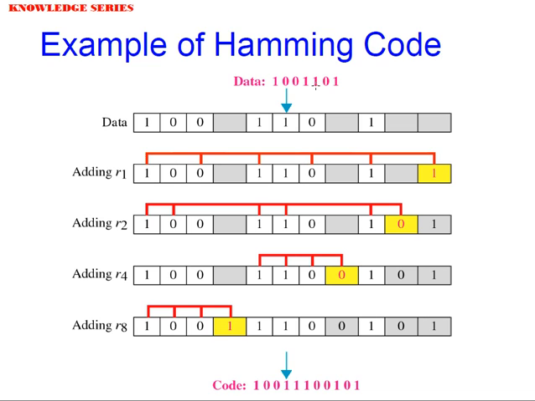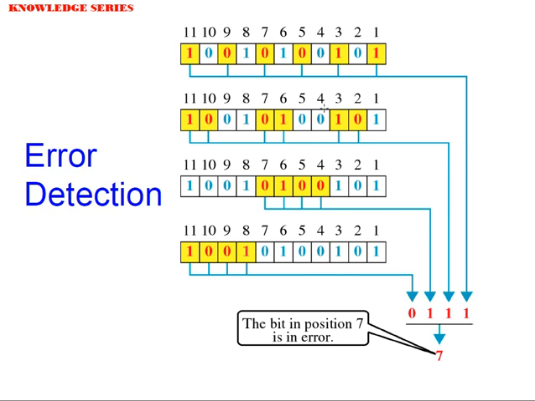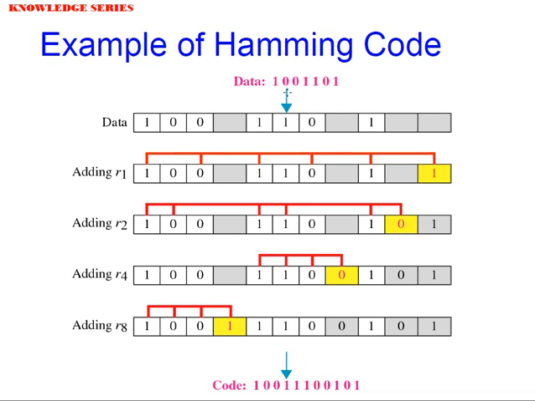That means 1 2 3 4 5 6 7, so in bit position 7 the error exists. Suppose you are taking this particular scenario, so you will be finding the bit position of the error. You can take the case 1001101. So this is your actual data bit, and this is the final code you are going to transmit.